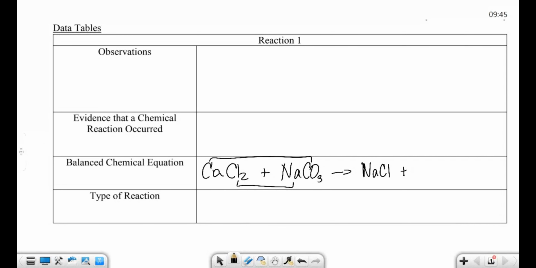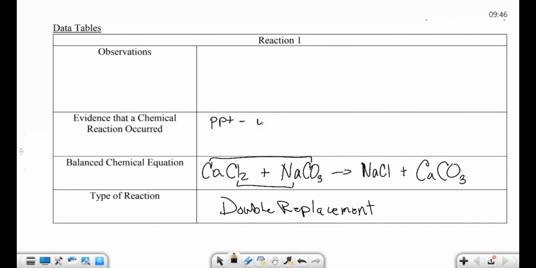So what's the other product? Outside, calcium carbonate. Calcium carbonate. Do y'all have stuff in your sink or bathtub or on the faucet, that white scaly stuff that forms? Yeah. That's calcium carbonate. That's the same stuff that's in here. From hard water. All right, so what type of reaction did you say? Double replacement. So a precipitate was formed, that white solid.